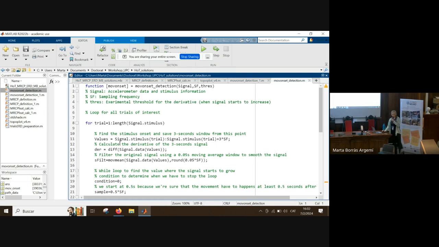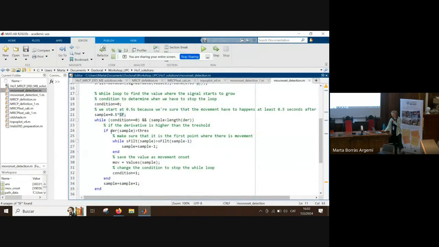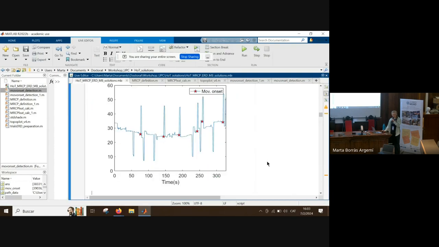So the values to know the vector, you can see here. Pay attention, please. We find the stimulus, which will be the first sample, and then we save a vector from this stimulus to this stimulus plus 3 seconds, which is three multiplied by the sampling frequency, okay? And in the second part, if the derivative of this sample is higher than these thresholds that I already gave you, we go inside this loop, okay? So these are the answers. If you complete it, you will be able to obtain the results that I have already shown.